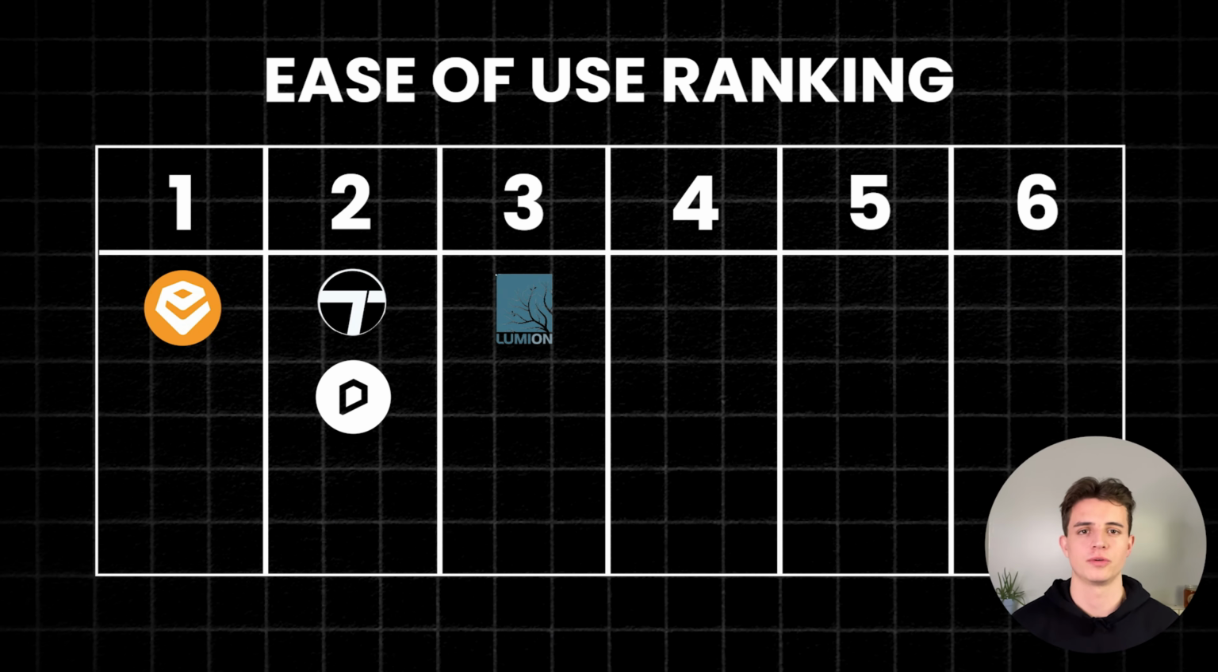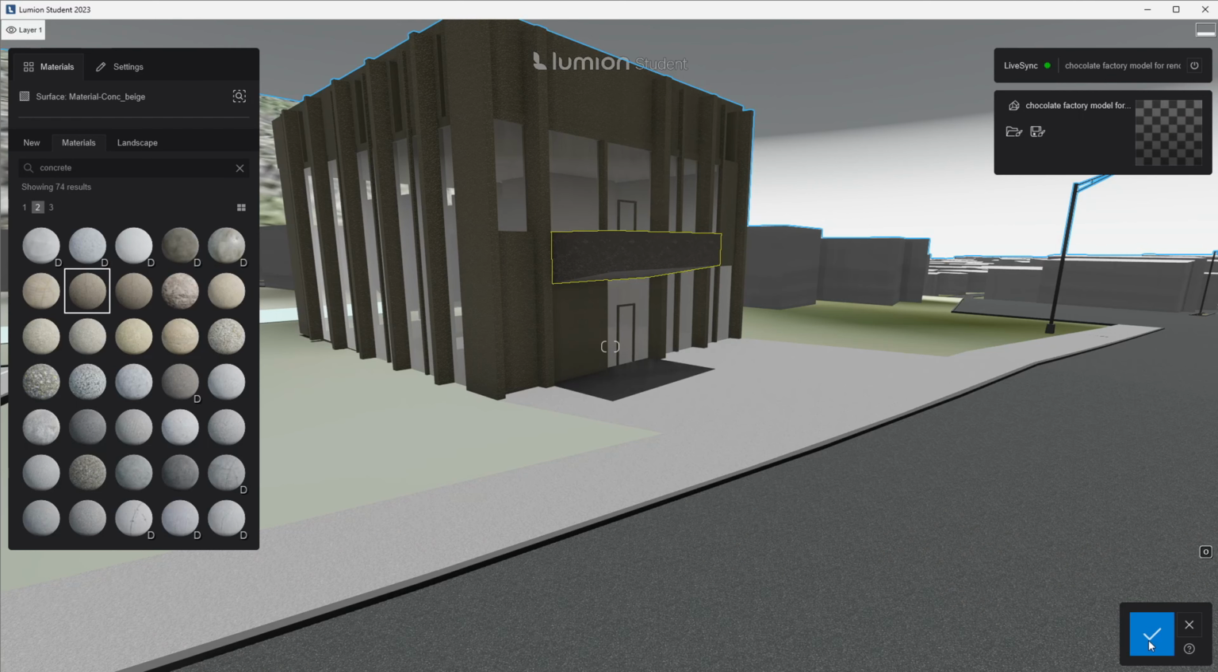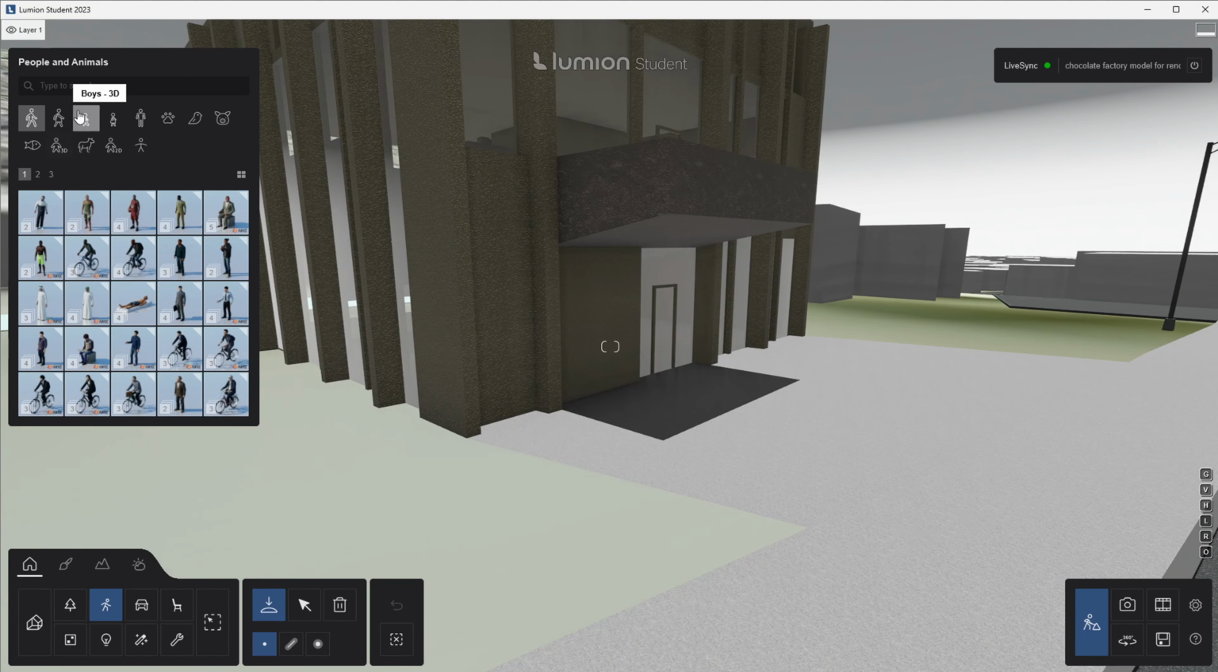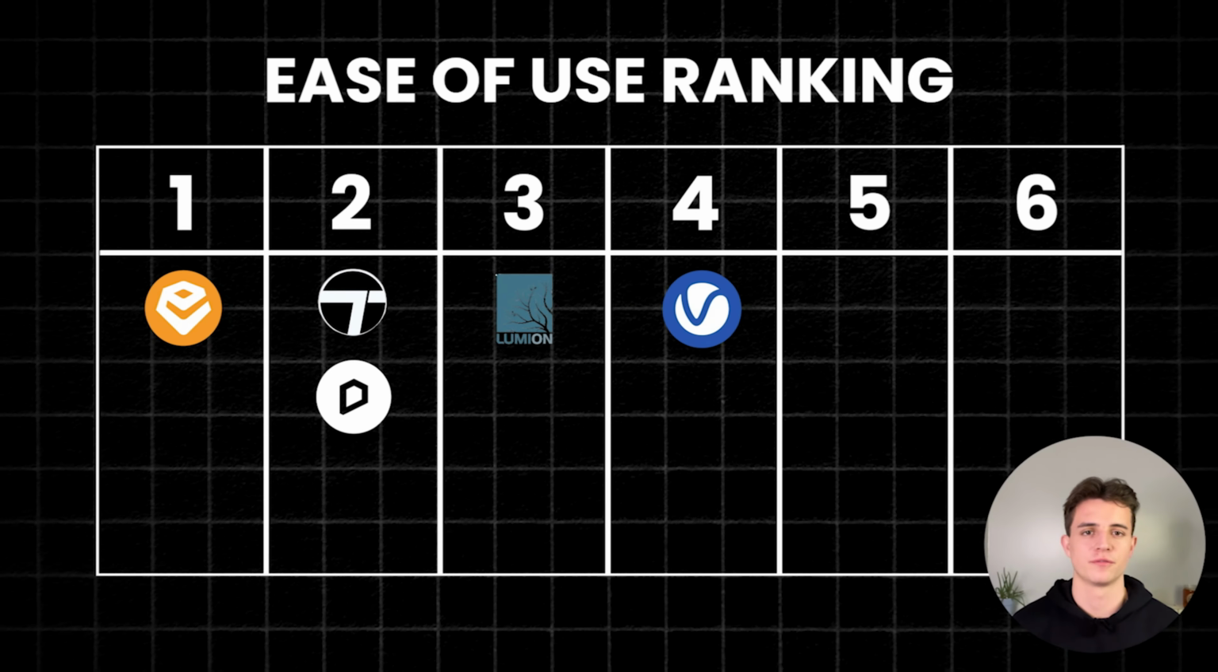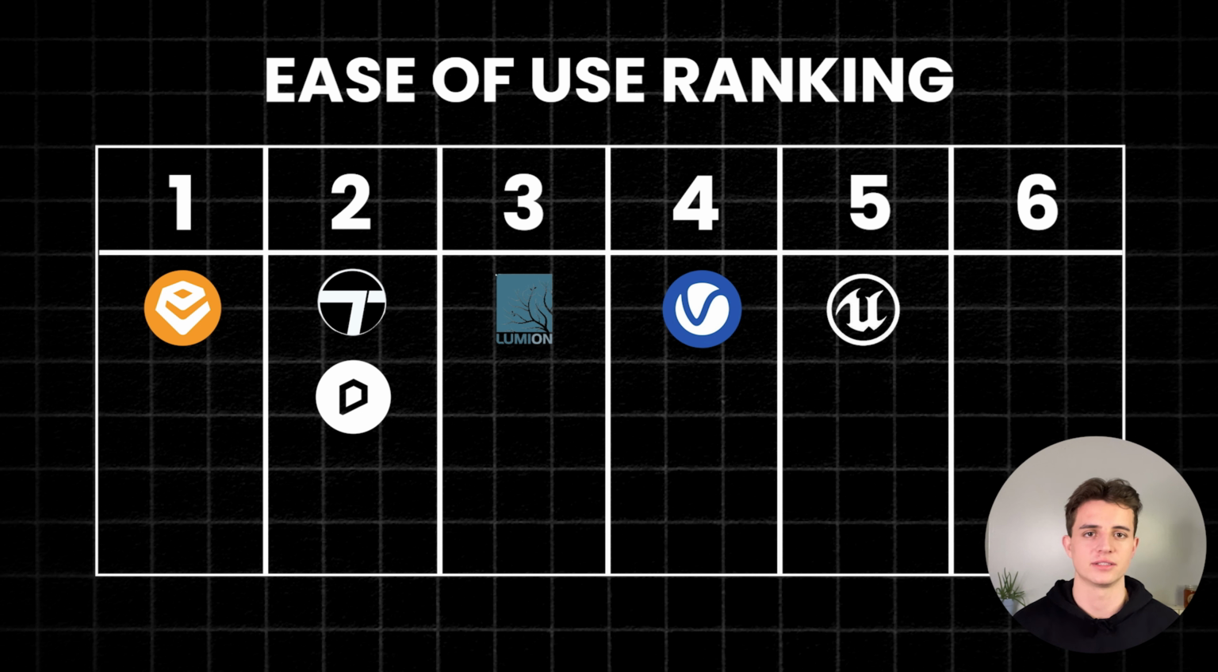And number 3 is Lumion, because there are some more intricacies when it comes to applying the right rendering settings and also the different material adjustments that you have to make. But overall, Lumion is a solid option and super easy for beginners. At number 4, I have VRay, just because of the effort and time it takes to make the renderings the highest quality possible, whether that be editing materials or lighting. At number 5 is Unreal Engine.